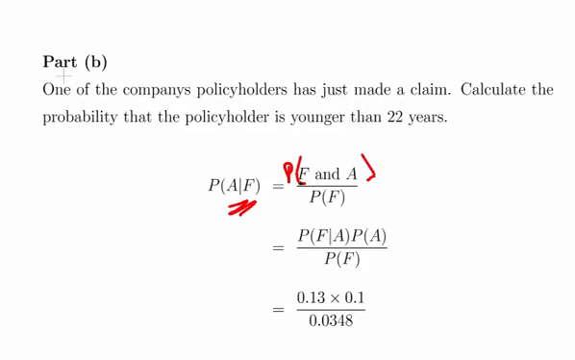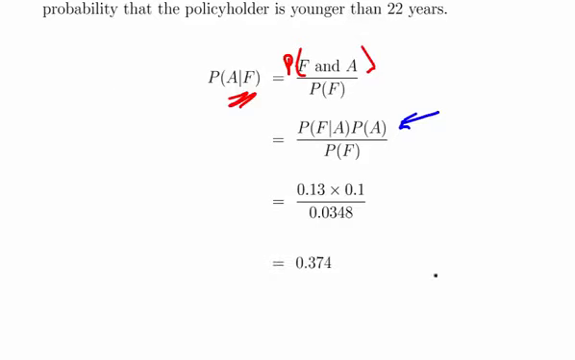So we can express the probability of F and A as the probability of F given A times the probability of A, which we've actually just calculated in part A. So it was 0.13 times 0.1. And we've just found the probability of F, the probability of making a claim, to be 0.0348. So essentially what we're going to do is divide one by the other, and we should get our answer there as 0.374, which is 37%. Okay, we'll leave it there.